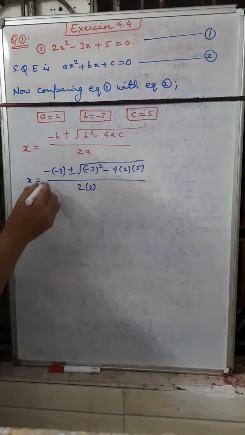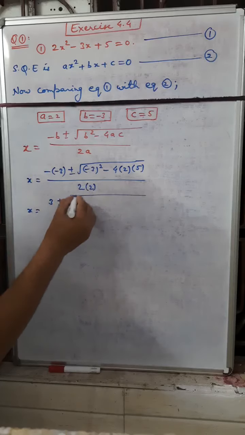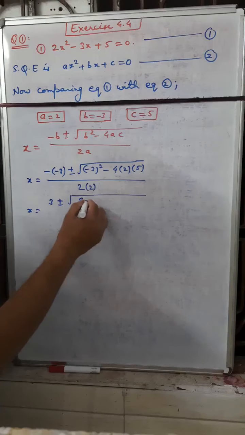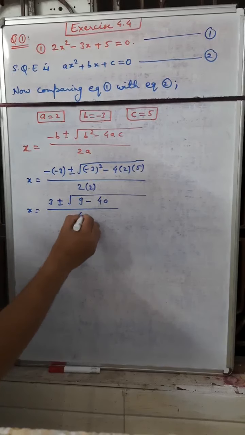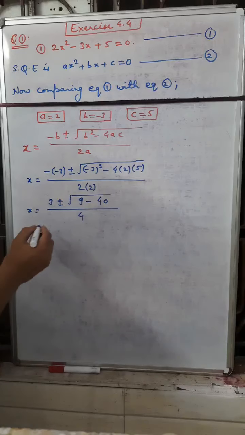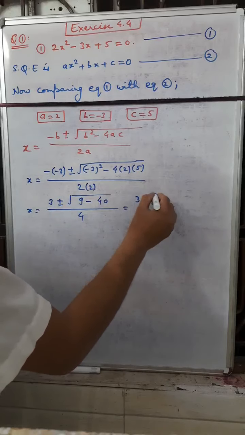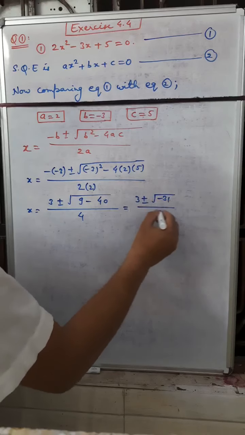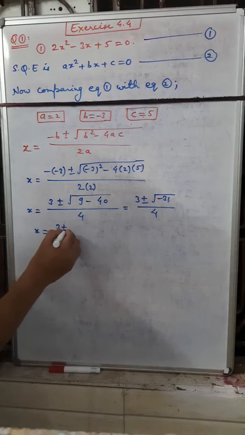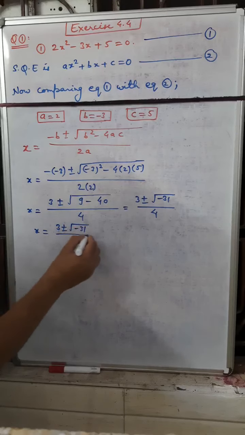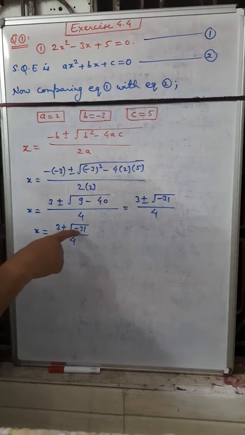So now x is equal to minus will become plus 3, plus minus under root 3 square, 3 3s are 9, and minus will become plus here. Now 4 2s are 8, 8 5s are 40, and 2 2s are 4. Now we have x equal to 3 plus minus under root 9 minus 40, which is equal to minus 31, upon 4. So x is equal to 3 plus minus under root minus 31 upon 4. So there is no possibility to find the under root of minus 31.